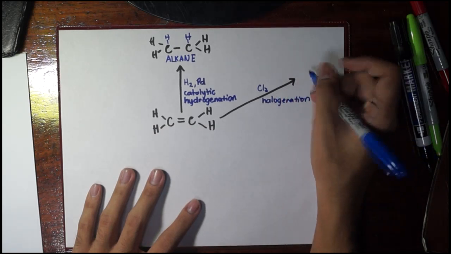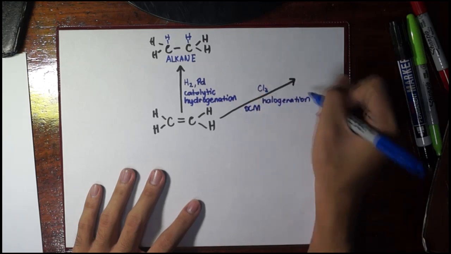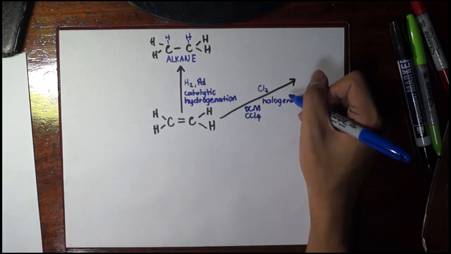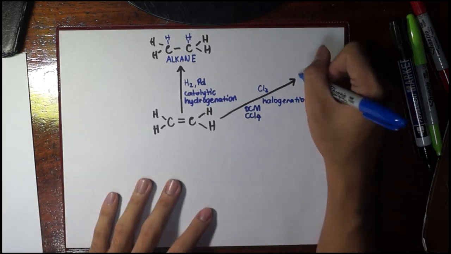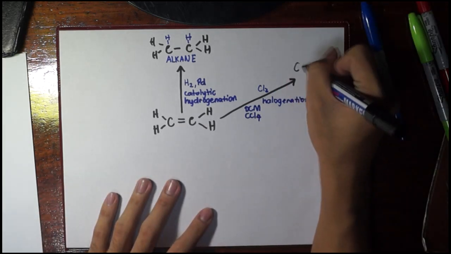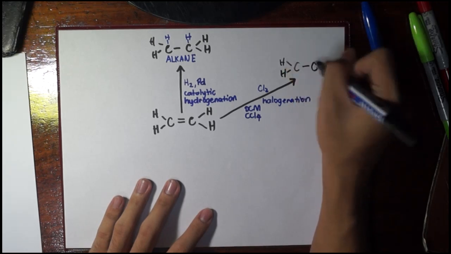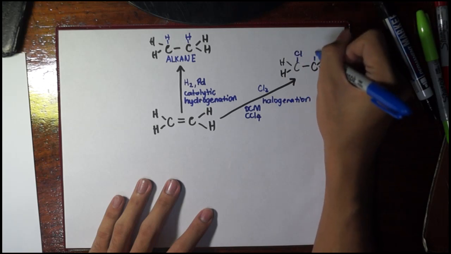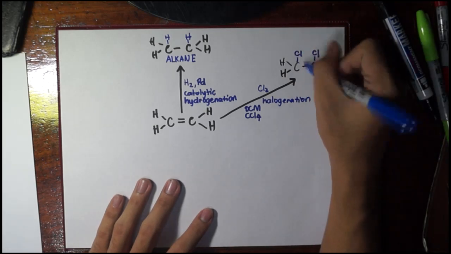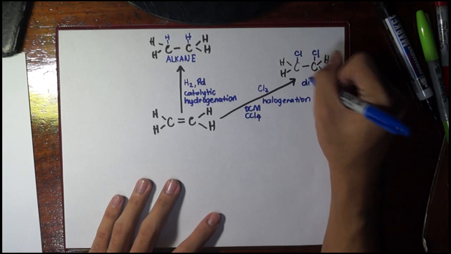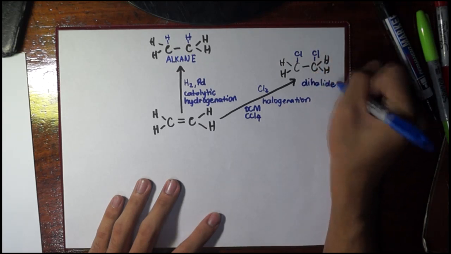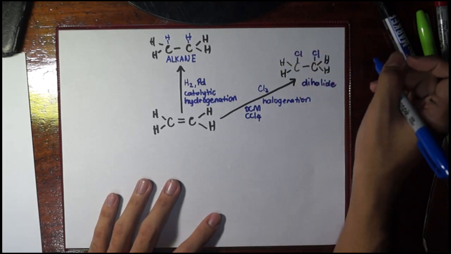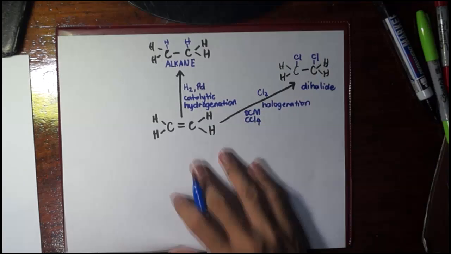Alright. If ever you see something like DCM, which is dichloromethane, or CCl4, these are just solvents. They are not actual reactants in the reaction. So we know already the drill. We copy the original structure, then we just add the two chlorines. And here, we form a dihalide. Dihalide meaning two halogens in a hydrocarbon.